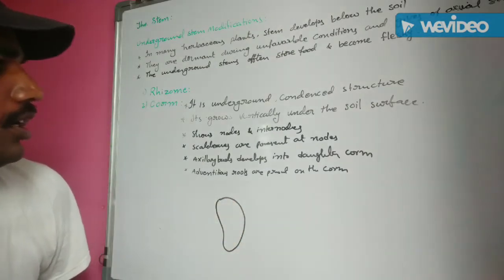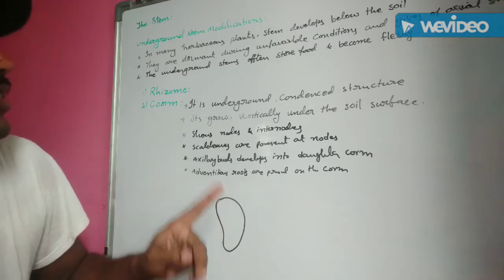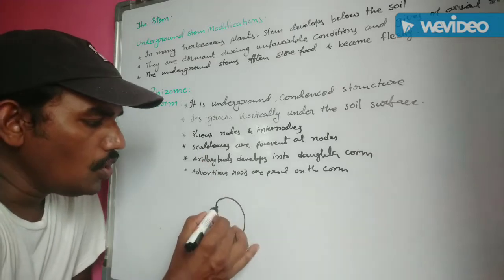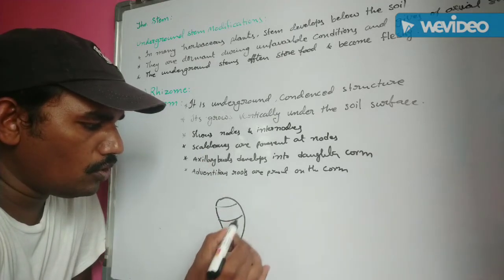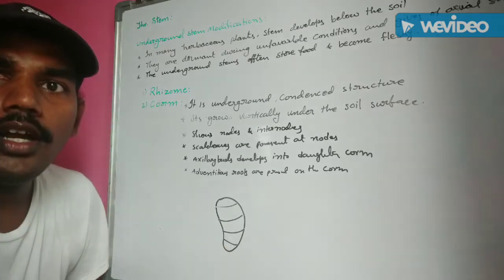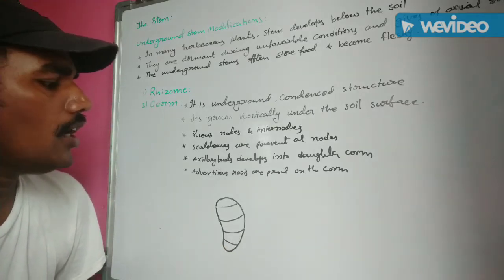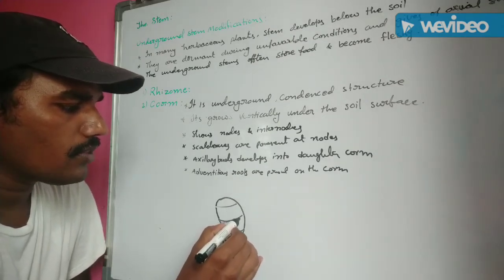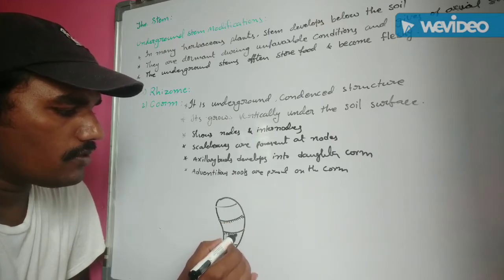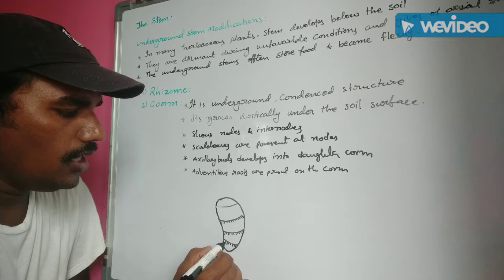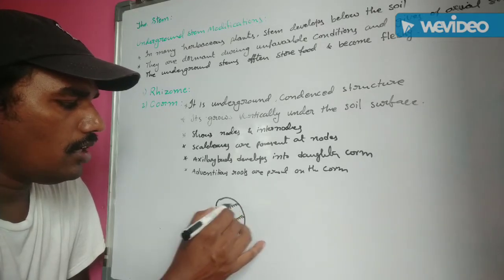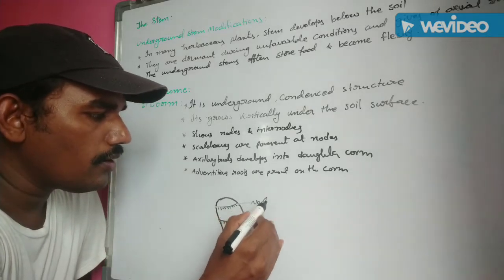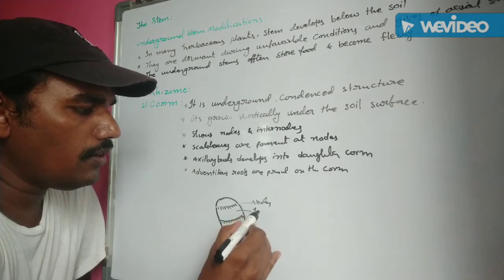Vertical growth. And this vertical condensed structure of the underground stem shows nodes and internodes. Nodes and internodes are also present. Okay, every nodal region consists of some adventitious roots and also scaly leaves. Scaly leaves are present on every nodal region. Okay, this means it shows a node. This one is internode.